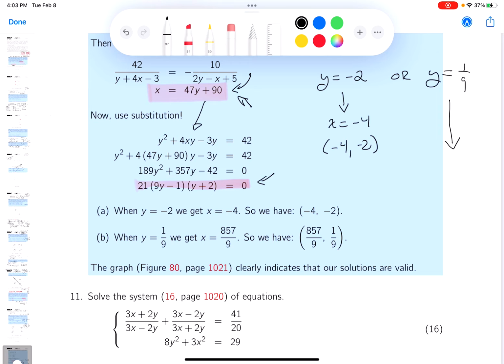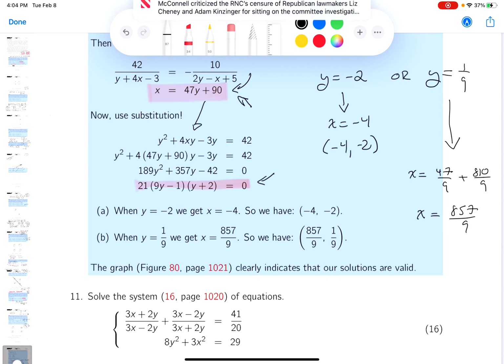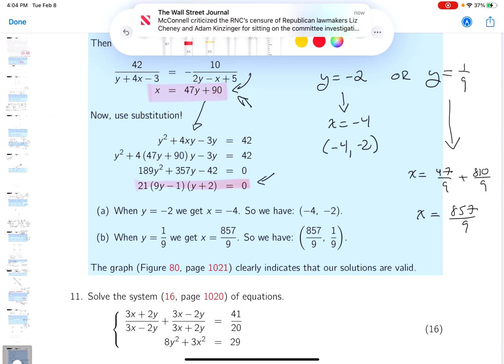x equals, well, it's 47 times y, and if y is 1/9, it's 47/9. And sorry about that. Plus, and it's going to be 90, and 9 times 90 is 810 over 9. And this is going to be x equals 857 over 9. Let me just look at the number. I want to see if it's divided by 3. 7, let's see. No, it's not divided by 3. So I'm not going to do any kind of division over there.